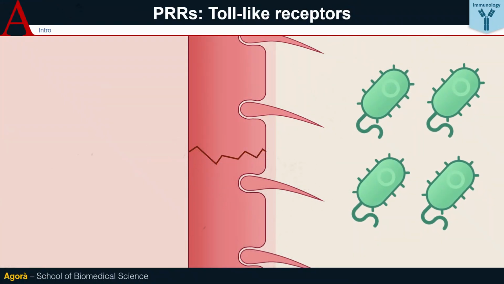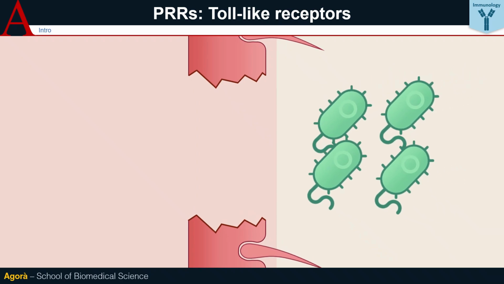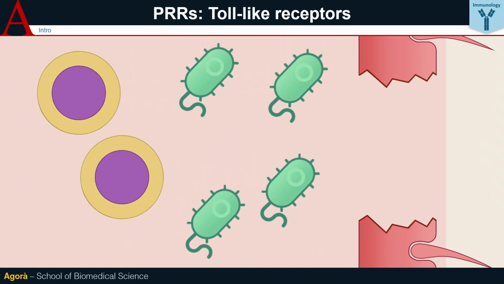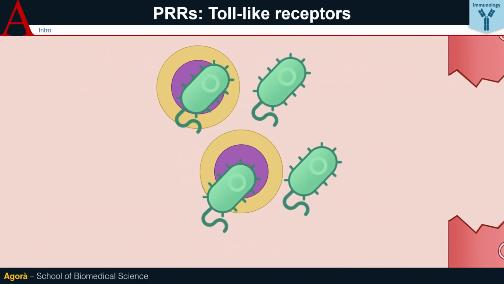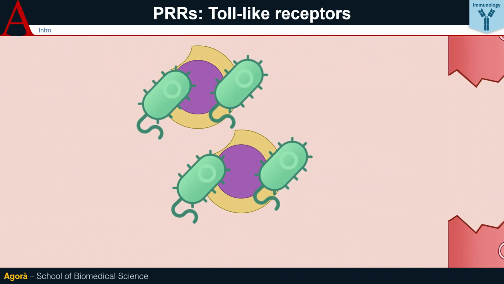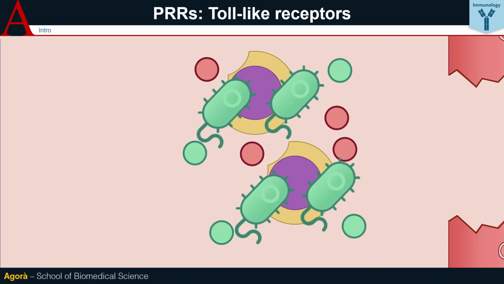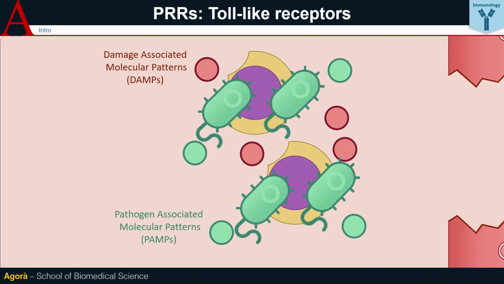In order to mount an effective response to eliminate pathogens or respond to various types of damage, the cells of the innate immune system must first detect their presence. Pathogens possess distinctive molecular patterns known as PAMPs, pathogen-associated molecular patterns, which can bind to specific receptors on innate cells. Additionally, there are DAMPs, damage-associated molecular patterns, which are molecules released by damaged cells and can similarly alert the immune system.